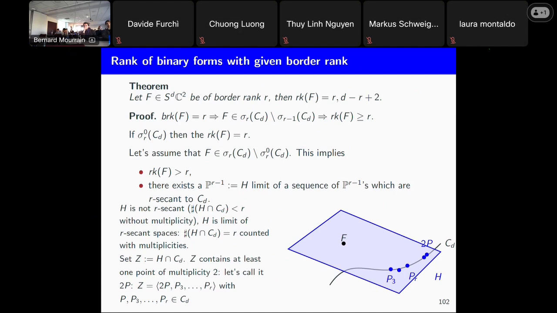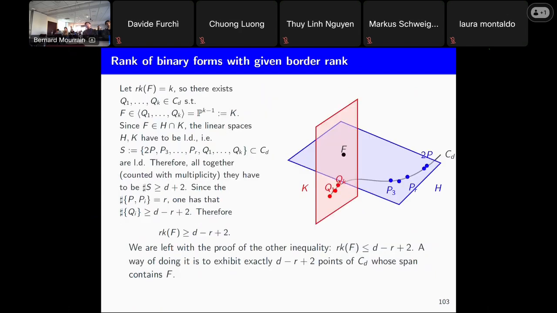So Z is not the span, sorry. It's just the set of this point with this one counted group. Now, I don't know which is the rank of F. I assume it's some number K.